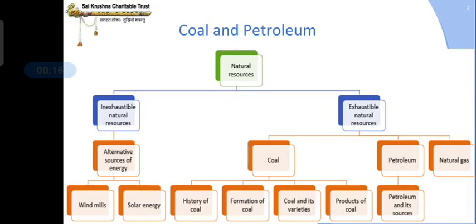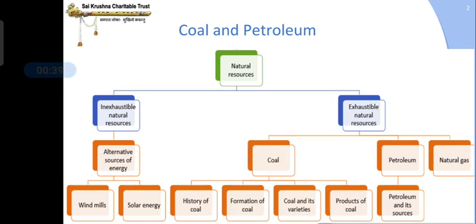Okay. So the natural resources are divided into inexhaustible natural resources and exhaustible natural resources. In inexhaustible natural resources, the alternative sources of energy, that is windmills and solar energy. And under exhaustible natural resources, you have coal, petroleum and natural gas. So these three are the exhaustible natural resources.